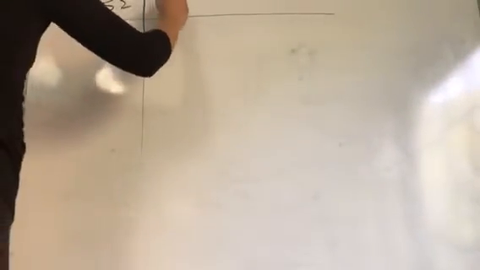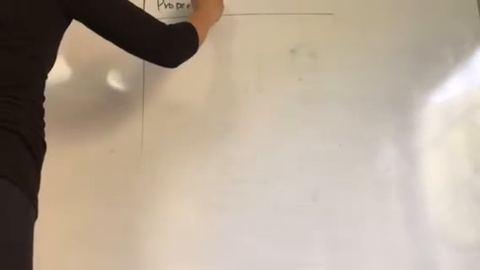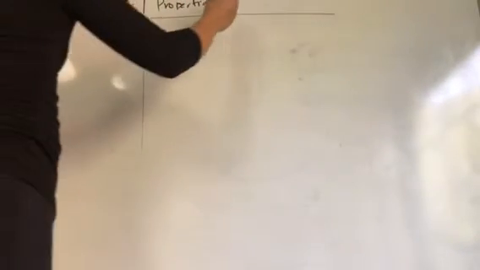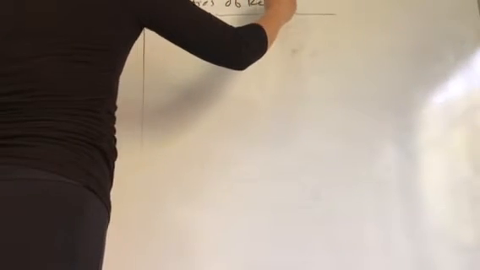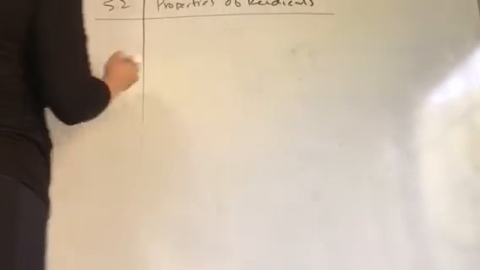Okay, so we're going to talk about section 5.2, okay? And specifically, we talked about some properties, and I'm going to add some more, okay? These are properties of radicals, I'll just say. Okay, we're going to talk about two things.